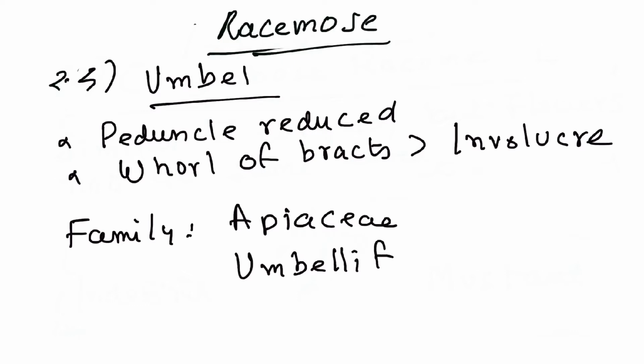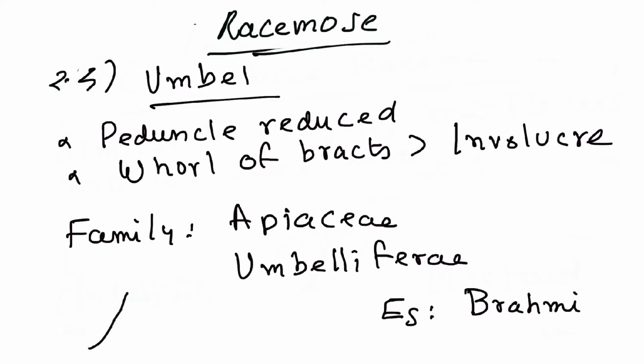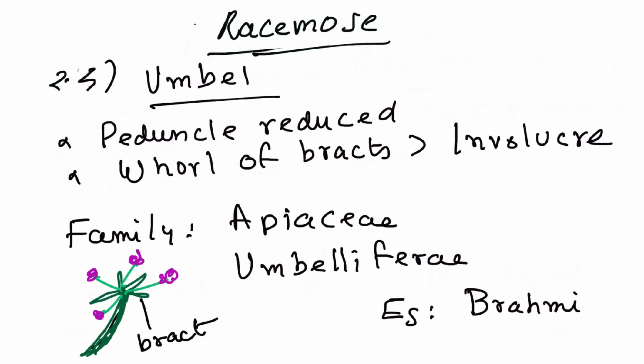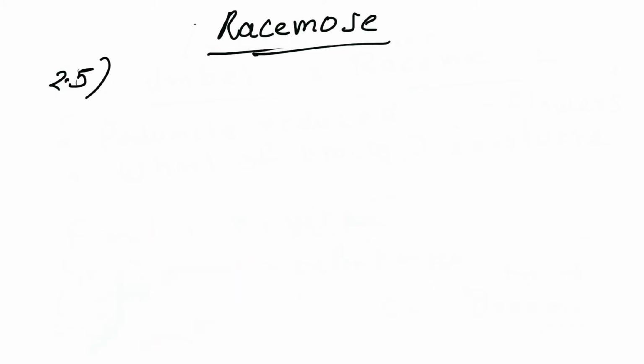Now, as I already mentioned, a family, this Umbelliferae, is named after this particular type of inflorescence. And a very typical classical notable example is Brahmi. And from the diagram itself, we can see the flowers which are stalked, developing from an area in between the bracts. So note that point.